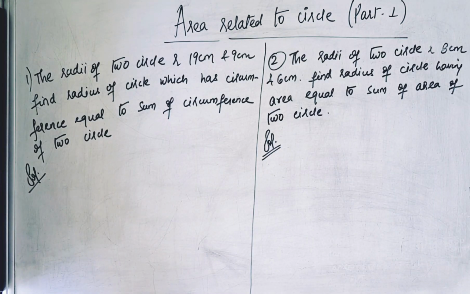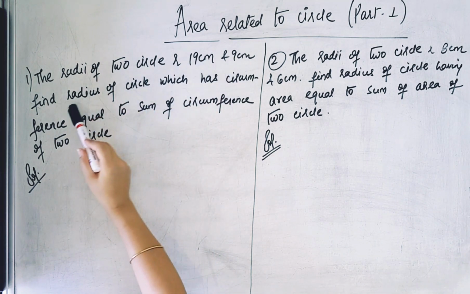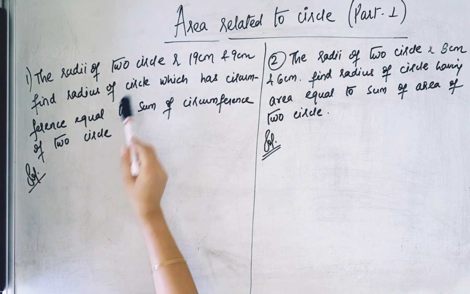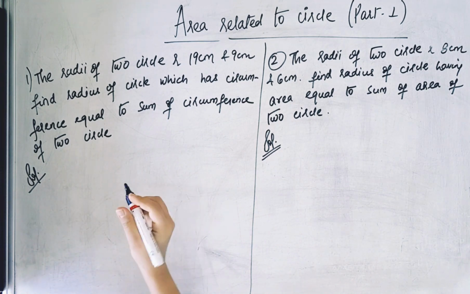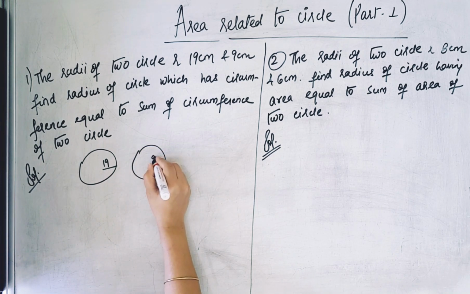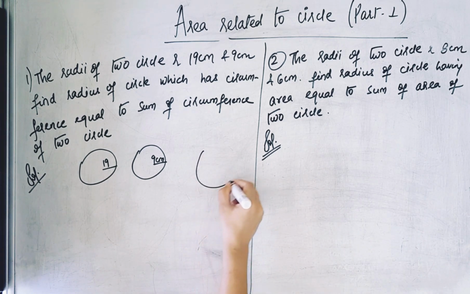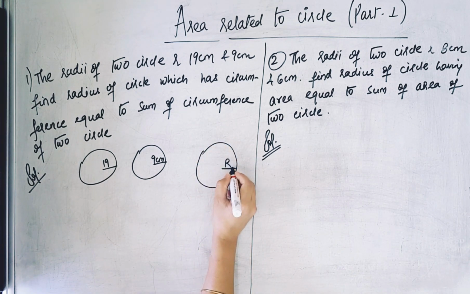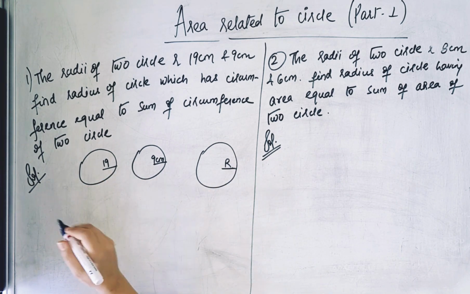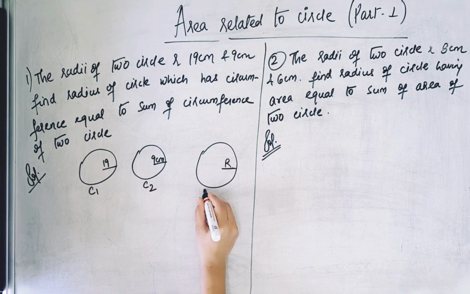So now the question is, the radii of two circles are 19 centimeter and 9 centimeter. Find the radius of a circle which has circumference equal to the sum of circumference of two circles. Now in this question they have given two circles whose radii are 19 and 9 centimeter. Now we have to calculate the radius of a circle whose circumference is equal to the sum of the circumference of two circles. Let's suppose the circumference of this circle is C1 and this circle is C2, and circumference of this circle is C.